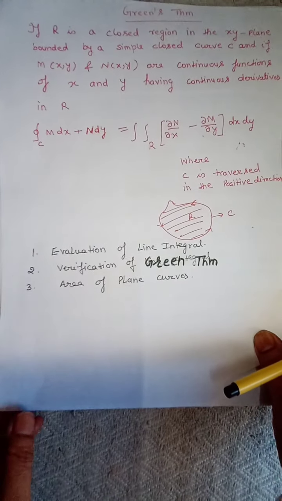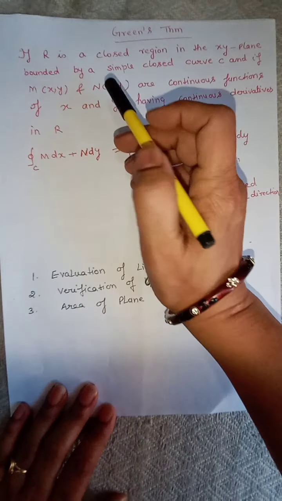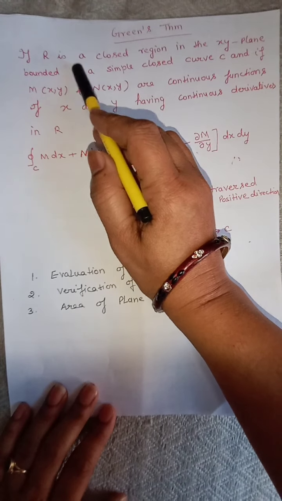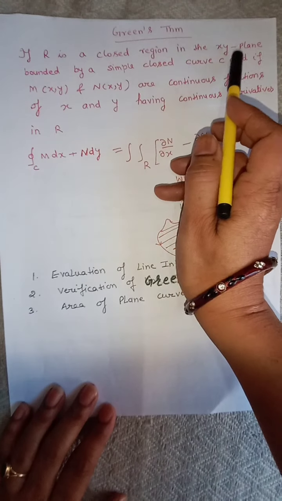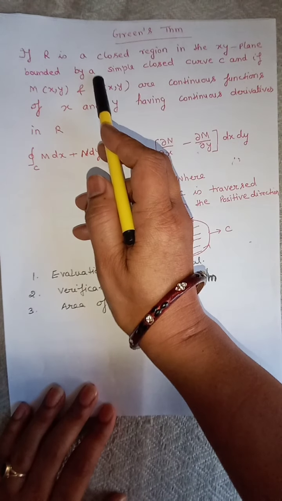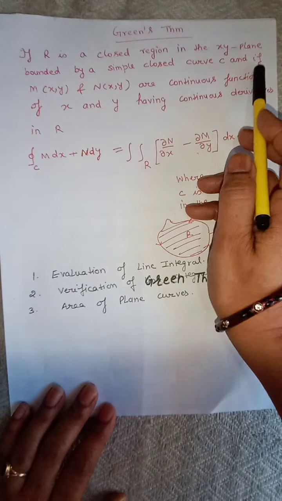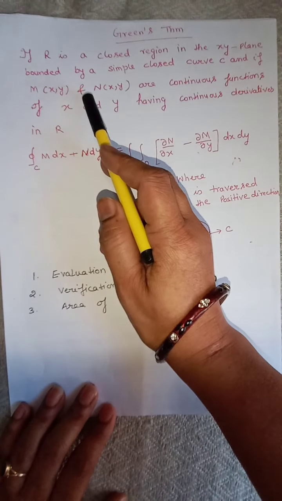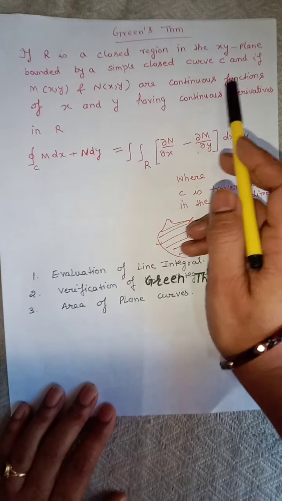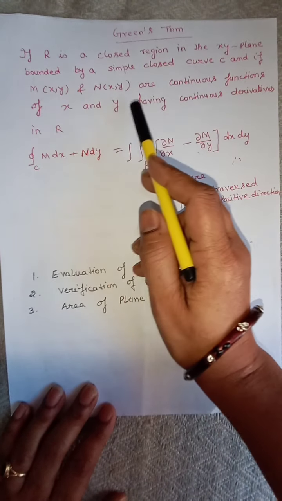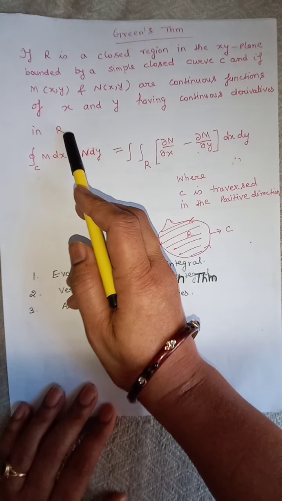Hello students, in this lecture we cover the topic Green's theorem. If R is a closed region in the xy plane bounded by a simple closed curve C, and if M(x,y) and N(x,y) are continuous functions of x and y having continuous derivatives in R.